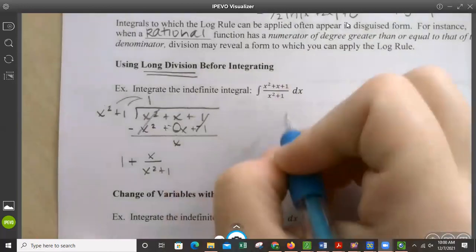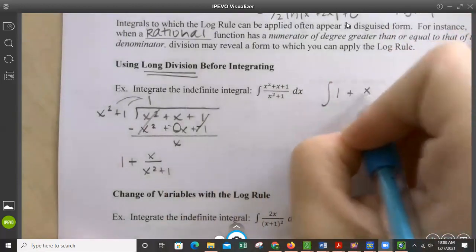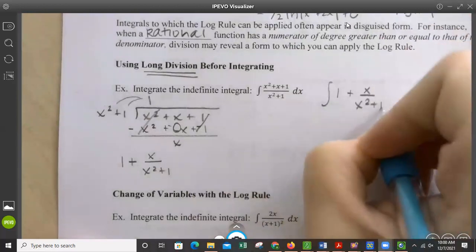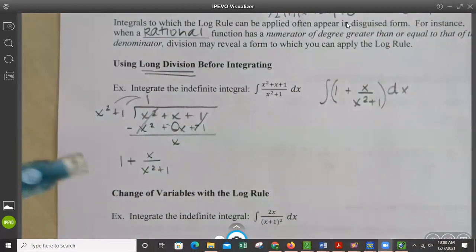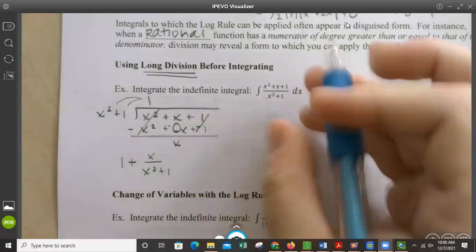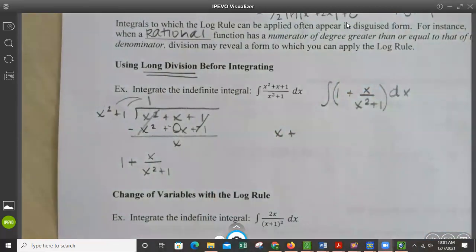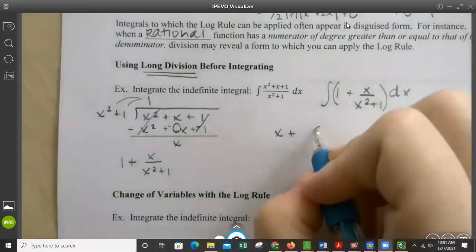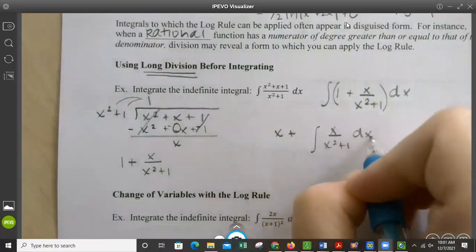All right. So then you're going to change your integration to the integral of 1 plus x over x squared plus 1 dx. Remember when we have addition, we split it up. So what's the integration of 1? I'm going to put that over here. Then we're going to do the integration of x over x squared plus 1 dx.